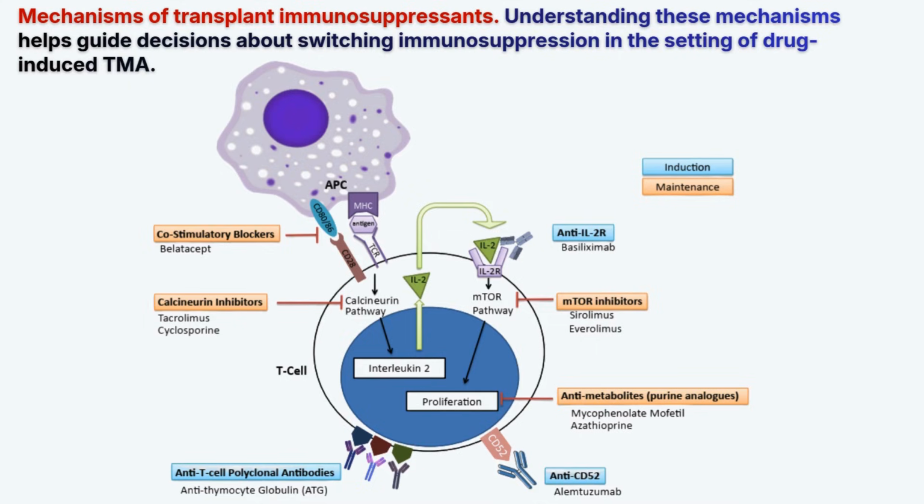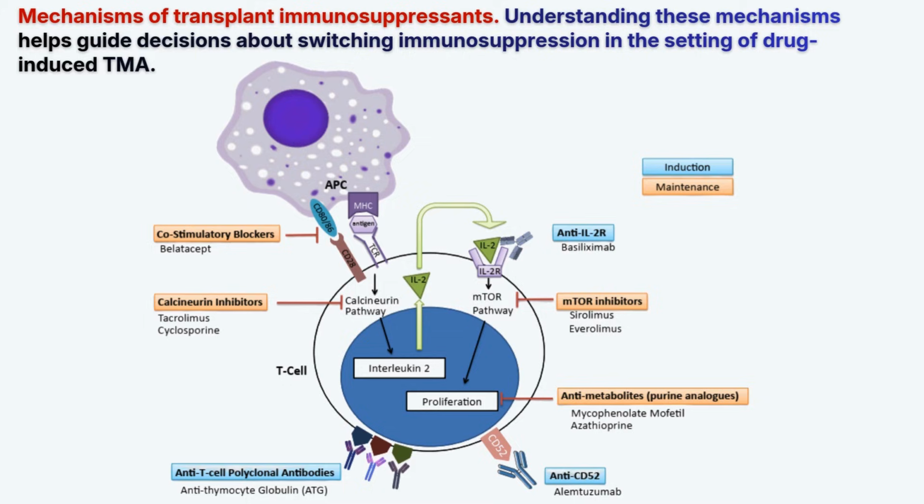Now look just below that, still on the left side. Here are the CNIs, tacrolimus and cyclosporin. These agents block interleukin-2 transcription by inhibiting the calcineurin pathway. But in susceptible patients, they disturb the endothelial hemostasis and can directly precipitate TMA. That's why when TMA is suspected, these drugs are usually the first to be reduced or withdrawn.